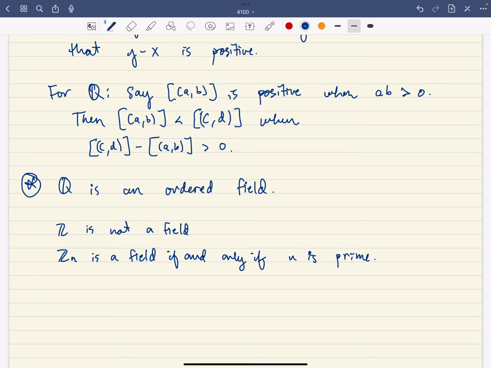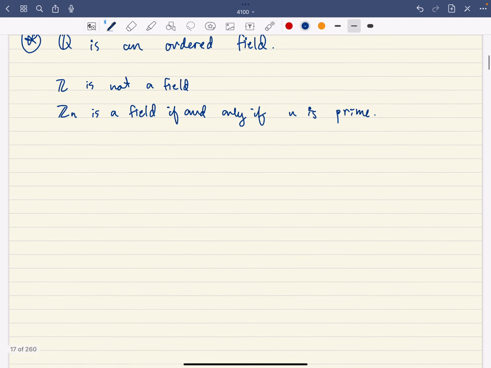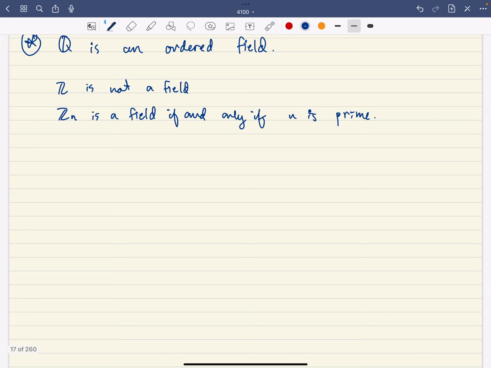Okay, and so the rationals are an ordered field. By the way, the integers mod n are a field, but they're not ordered. There's no ordering that you can put on that. I'll let you think about why that is. So I think at this point we're finally ready. Now that we understand the rationals, we're finally ready to talk about how to construct the real numbers.